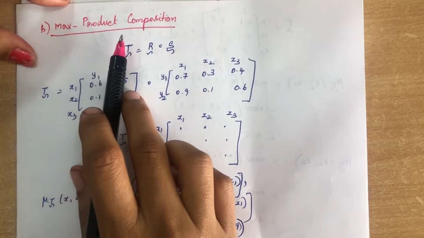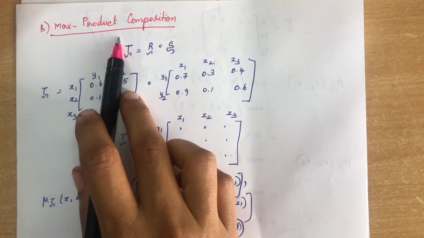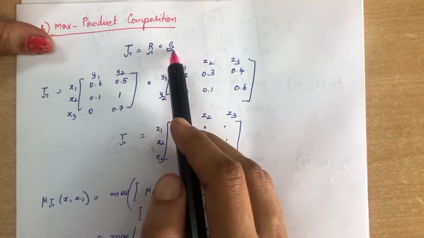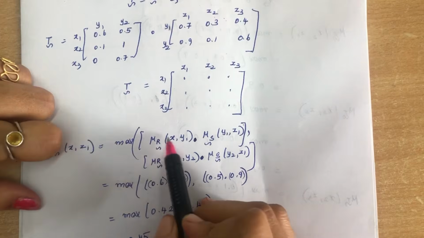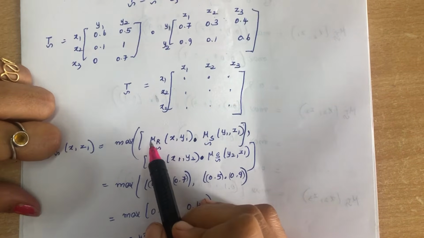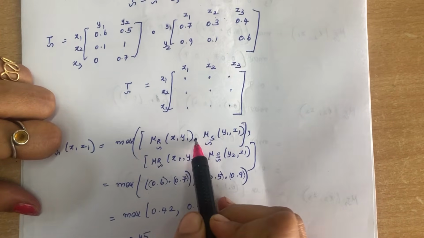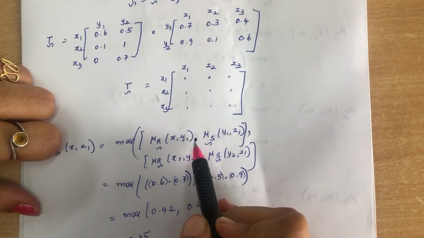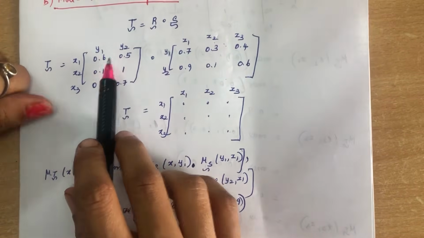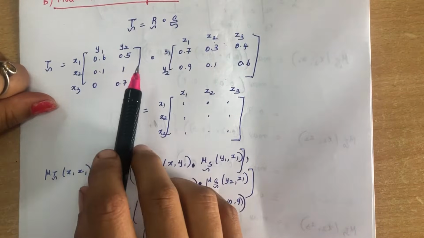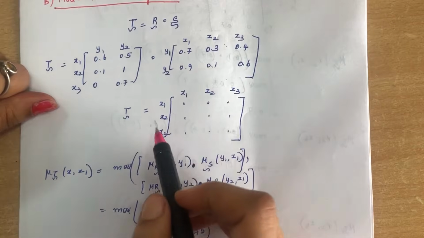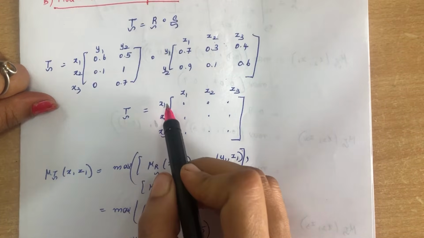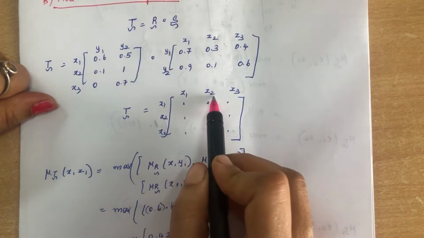Coming to max product composition, this is similar to max min composition, but the only change is that you do the product. In max min you take maximum outside and minimum inside. Instead of minimum, you do a product, that is multiplication of membership values. We will find the composition between these two. We check whether the column vector of the first matrix and the row vector are the same. They are the same, so we can easily find the composition. T will be x1, x2, x3 and z1, z2, z3.